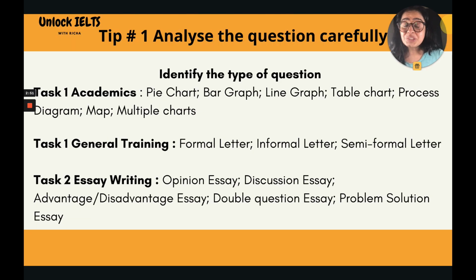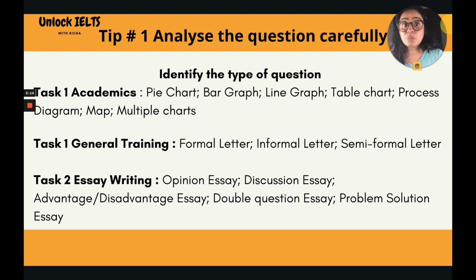First thing which you need to do in order to improve your score is always analyze the question carefully. That means you need to identify the type of question in case of the different tasks. For example, in task 1 academic, you need to identify whether the question is a pie chart, bar graph, line graph, table chart, process diagram, map, or there are multiple charts.